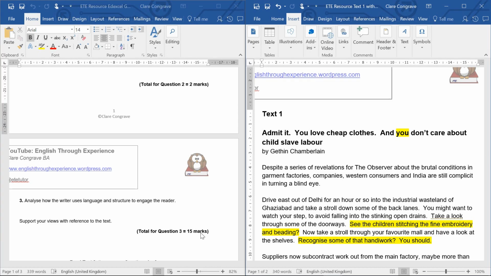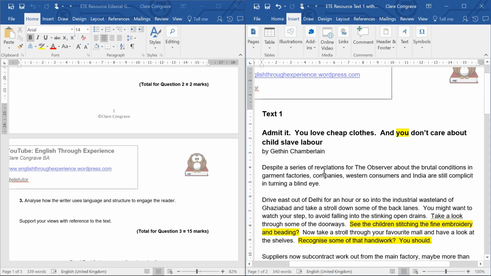Alright, so it's 15 marks, so roughly 15 minutes. By this time you'll have got quite familiar with the text. If this is the first video you're watching and you haven't looked at the text at all yet, it might be useful to go back because I talk about language in the previous videos as well. The text is in the description box though, so if you just want to have a look at that now, that's great too.